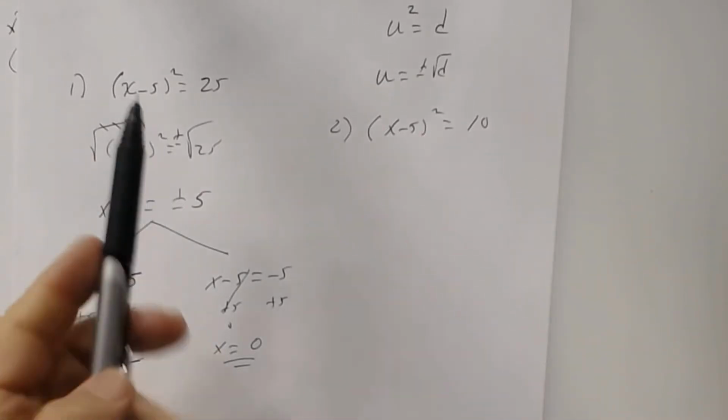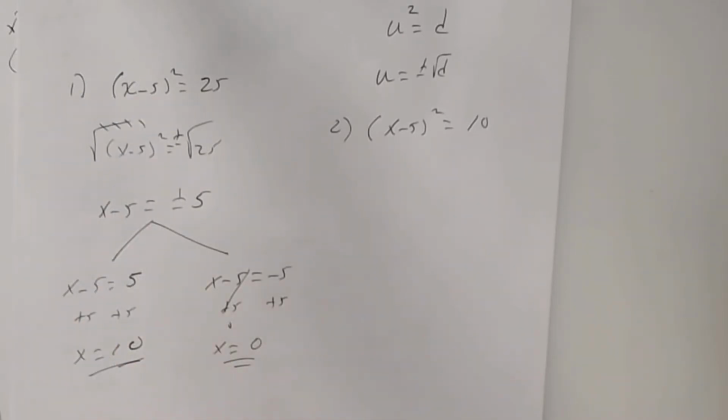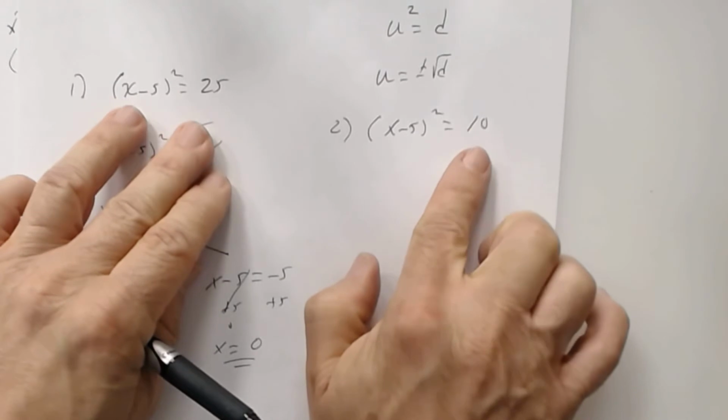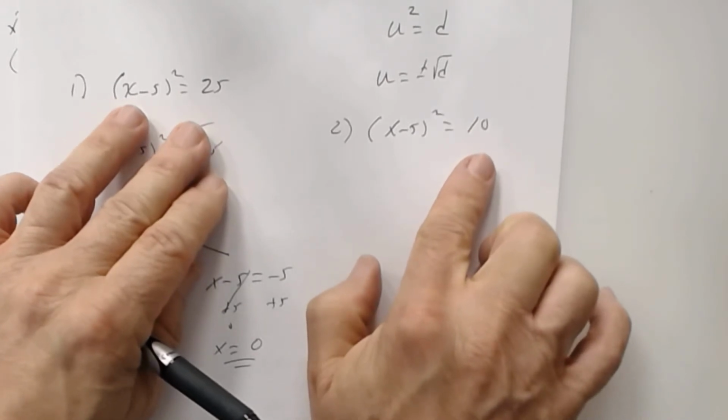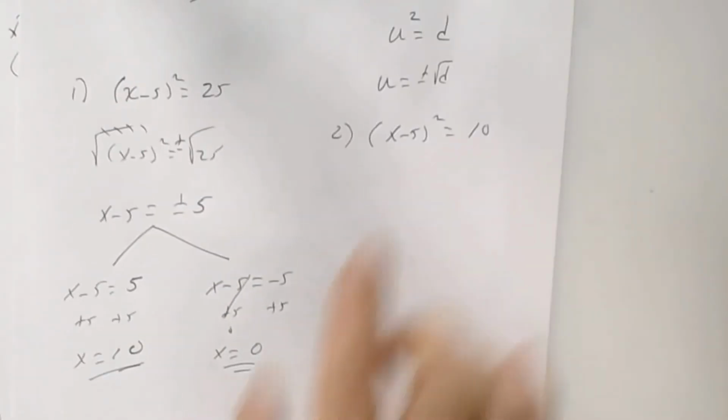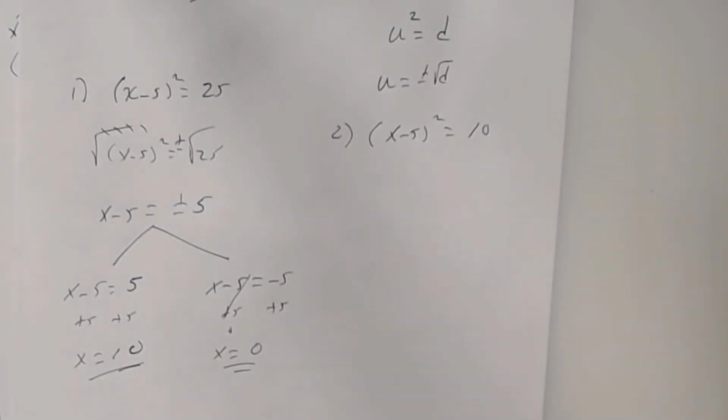You see how now I made this a point to where the left sides were identical, x minus 5 squared, but then the numbers were not the same. One's a perfect square, the other is not, right? Okay, so notice what's going to happen. Okay, so let's do number 2.